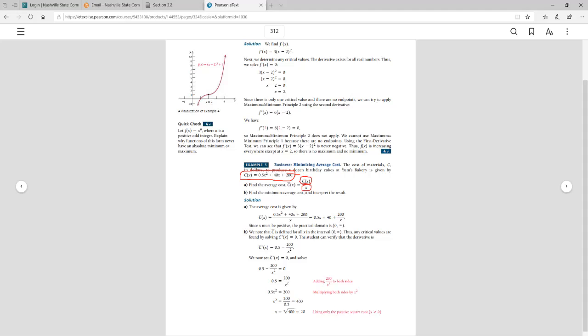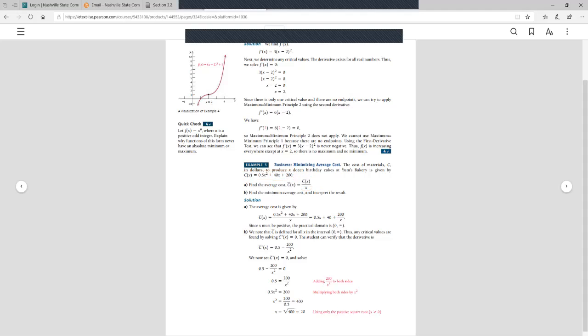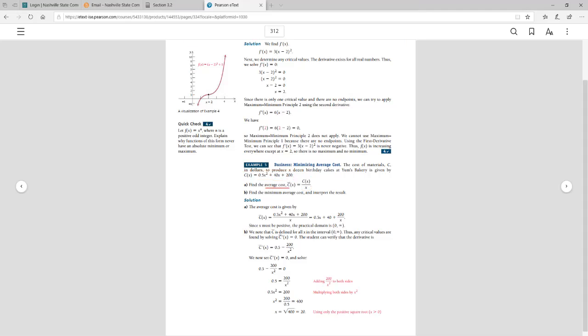So let's say you plug in 3 because you want 36 cakes, or 3 dozen. That would give you the cost to make 36 cakes, right? Or 3 dozen. And if you divide by 3, that will give you the average cost per dozen. So average cost is not too bad. Just take the cost and divide by the number.